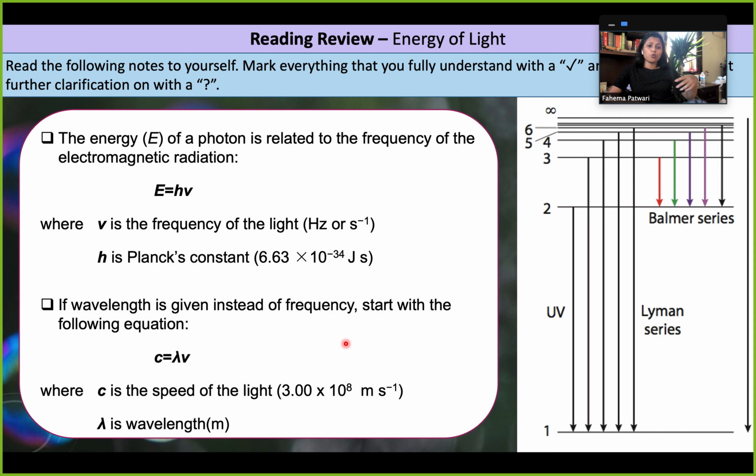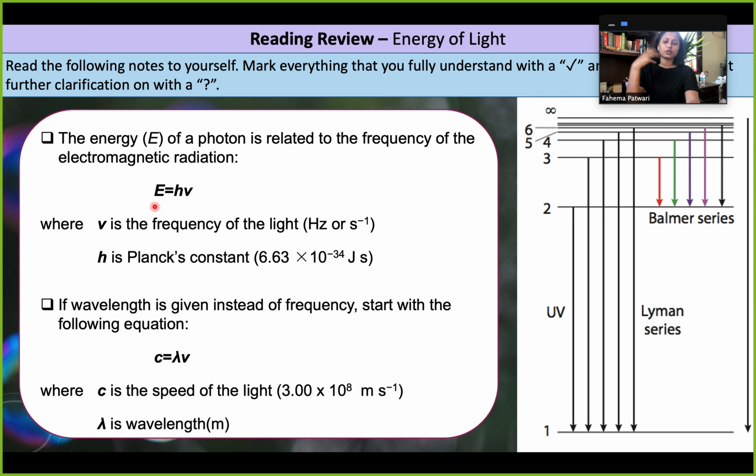Okay, so what is the energy of a photon? If you recall, we said the energy of light is related to the frequency and wavelength of that light. All right, so the equation, E equals hv. Energy is equal to Planck's constant times the frequency of light.